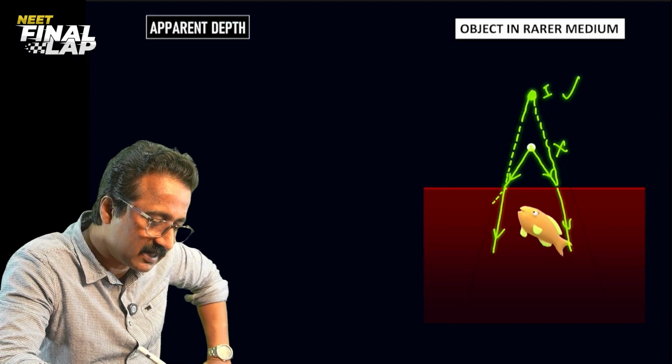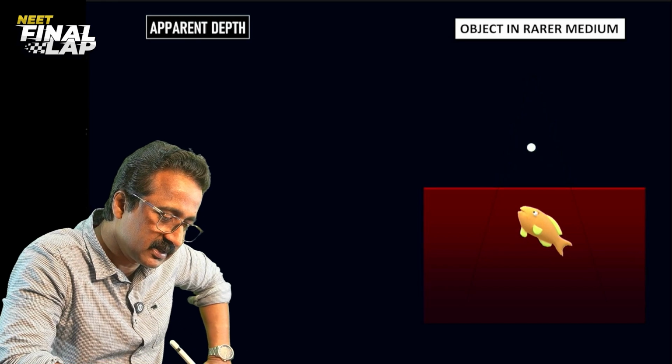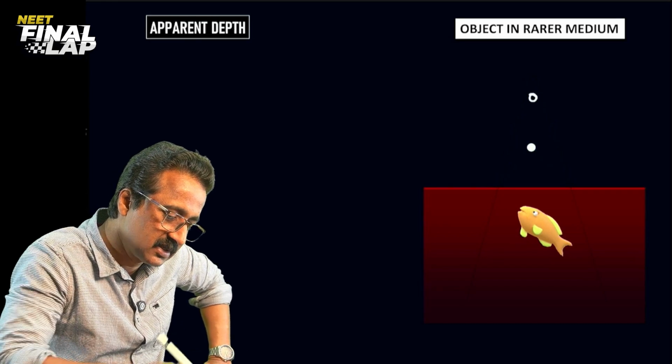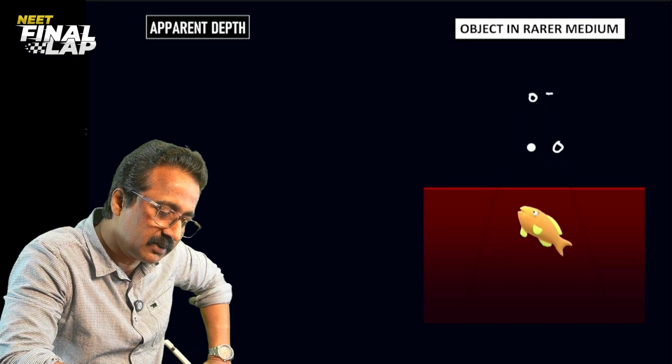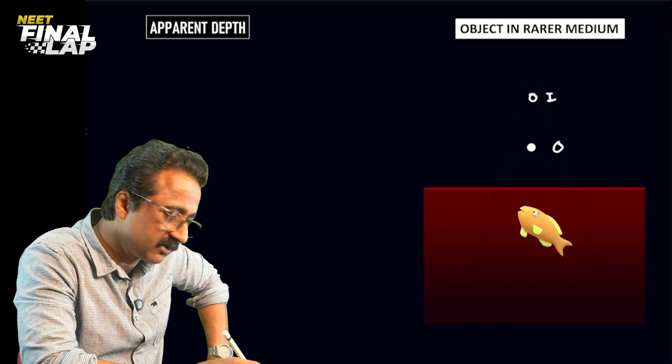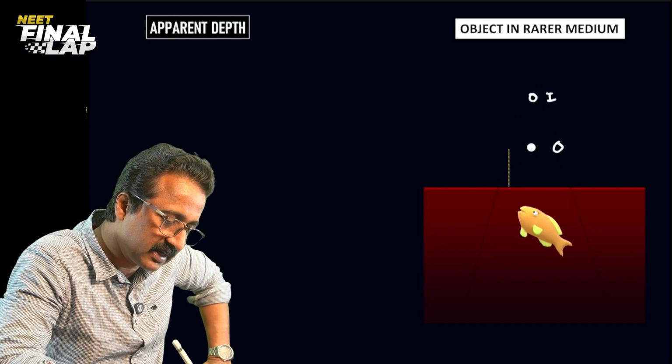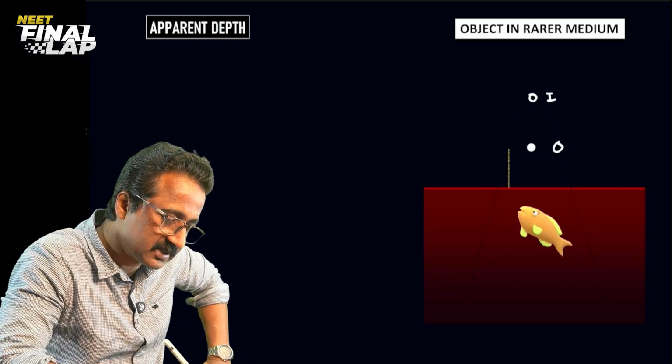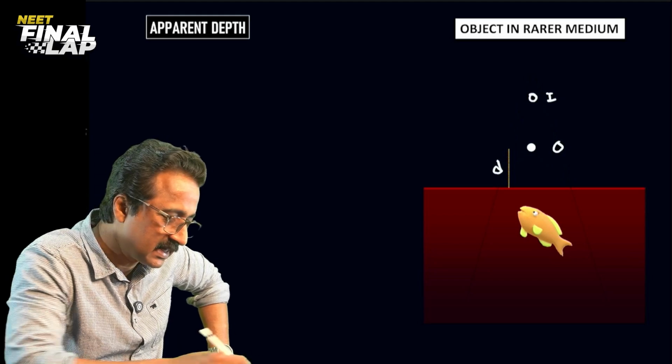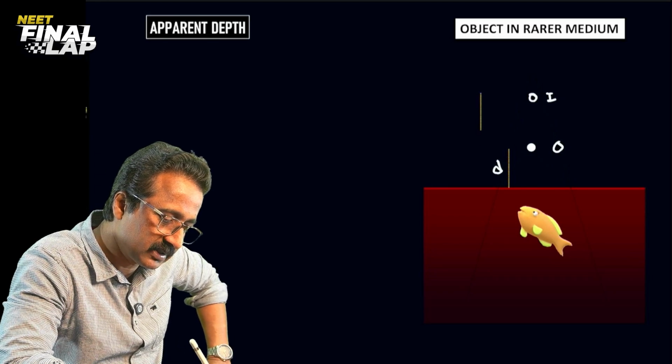Anyway, that position is the apparent position. For now I am marking that position here. This is it. Now, as I said earlier, this will be the object, this is the image. Let me take the real depth and apparent depth here, or real distance and apparent distance. The distance I have shown here is the real distance, and the apparent distance is shown here as d dash.